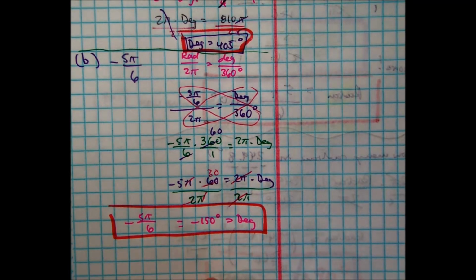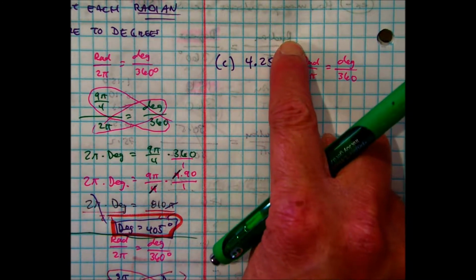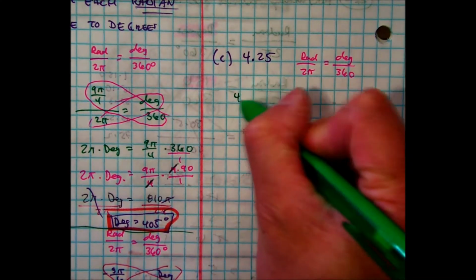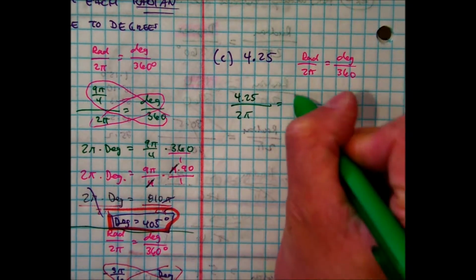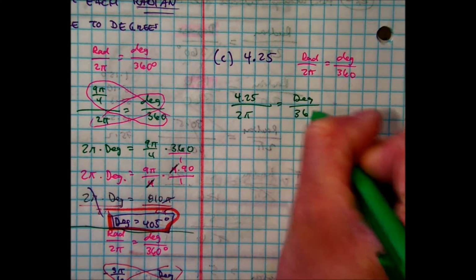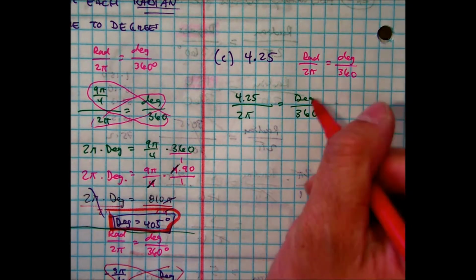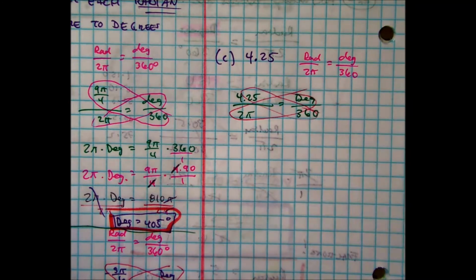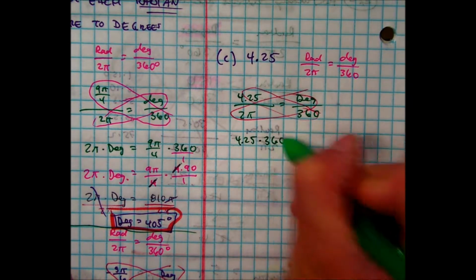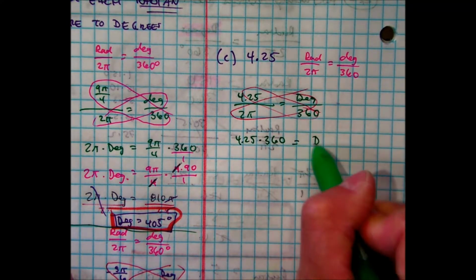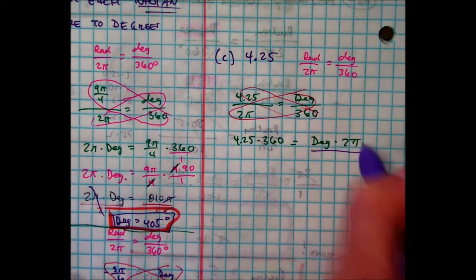And let's try our last problem. There's no degree symbol, pay attention to that. I'm just going to put it 4.25 radians over 2 pi equals degrees times 360. You can cross multiply or just multiply both sides by 360 degrees. So I have 4.25 times 360 equals my degrees times 2 pi. Divide both sides by 2 pi.